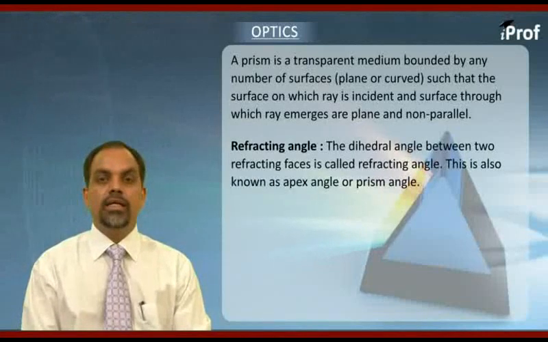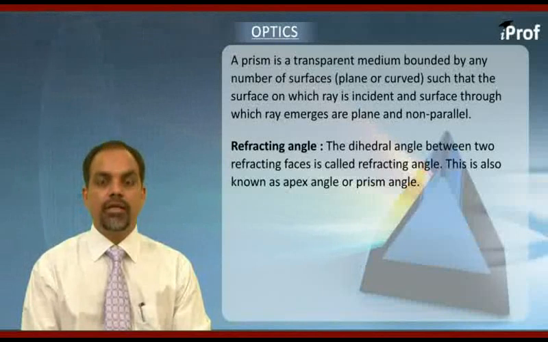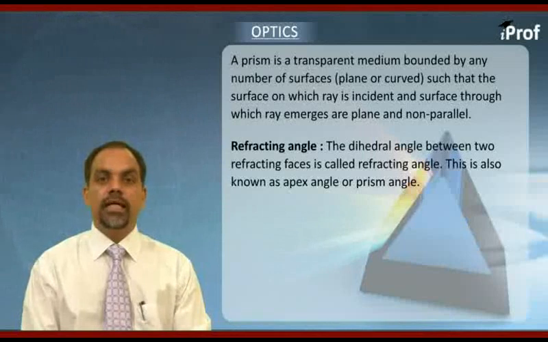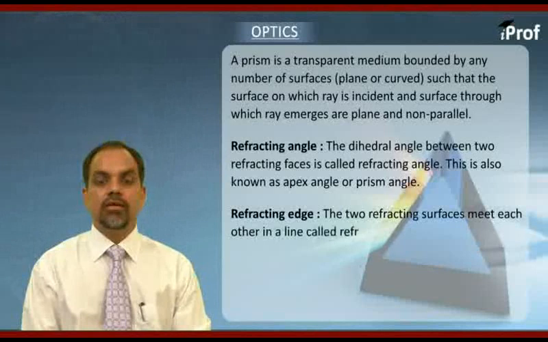I repeat it. In the definition of prism, we have talked about two plane and non-parallel surfaces. Now these are the surfaces which face the incident ray and emergent ray. The angle between these two surfaces is simply the prism angle, which is also known as apex angle. One more term is there, and it is refracting edge. The intersection of these two surfaces, the one on which rays are incident and the one from where rays emerge, is called a refracting edge.